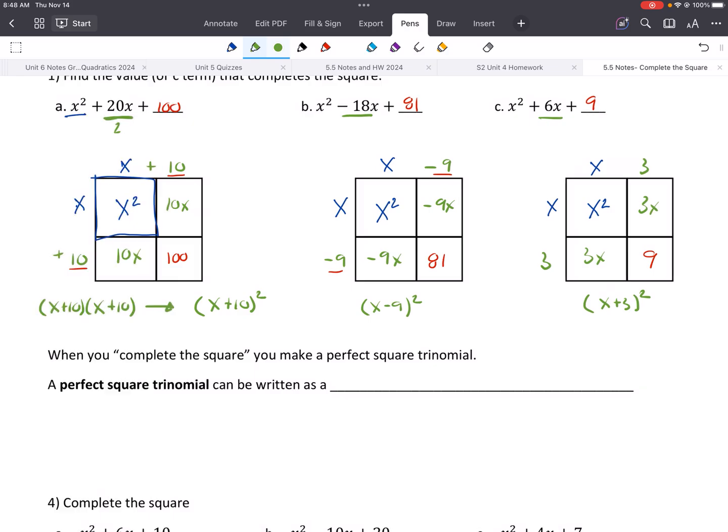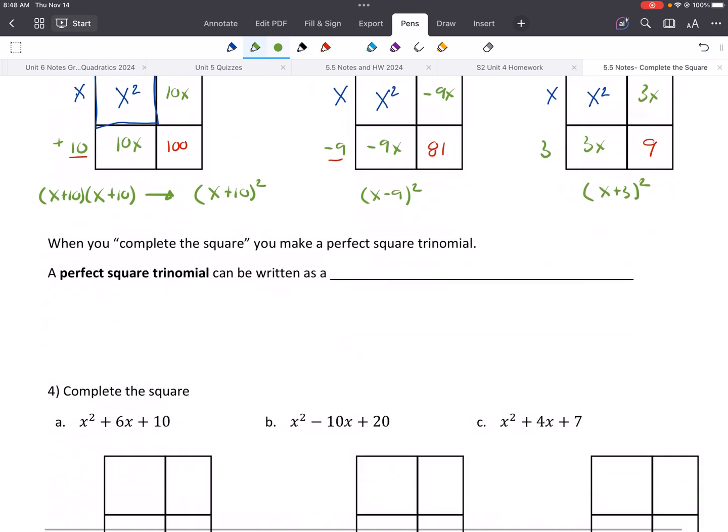Okay, so when you complete the square, you end up getting a perfect square trinomial, so that's what this is up at the top, which means that you can rewrite it as a binomial squared. Maybe I should point it over to here. Okay, that's a binomial squared.